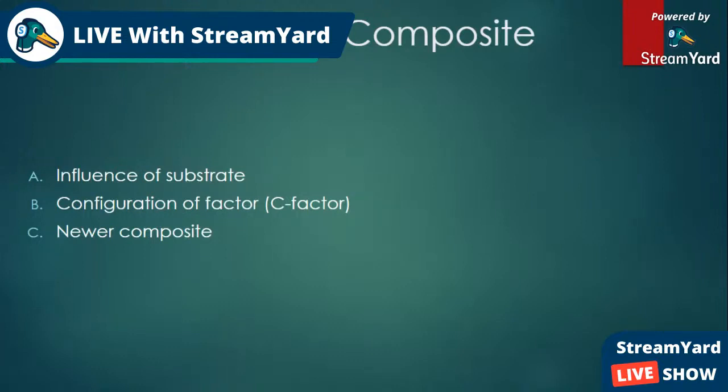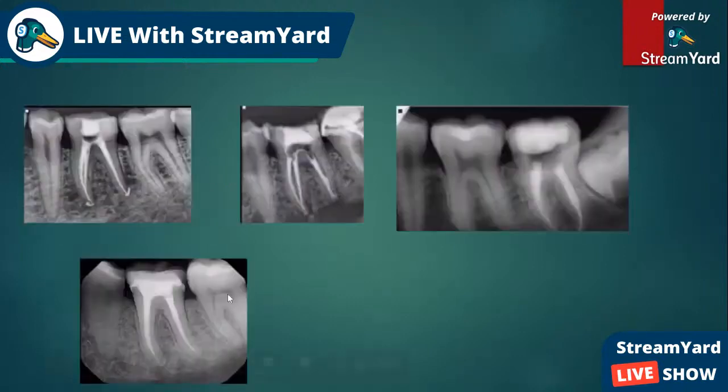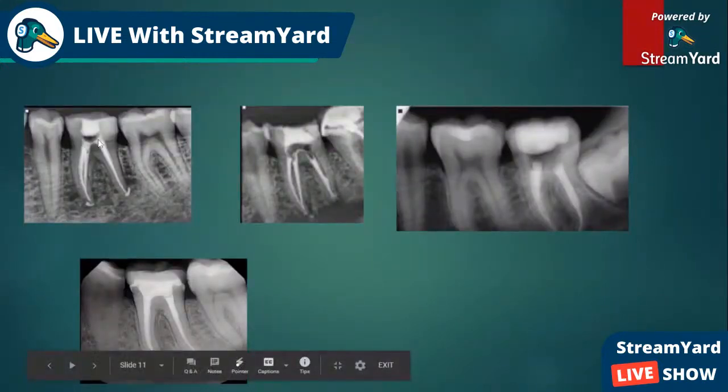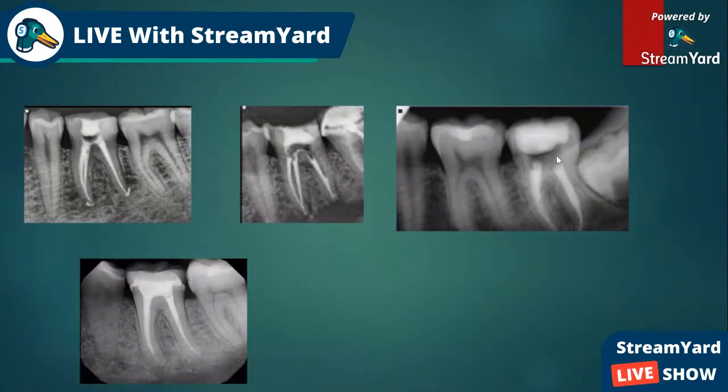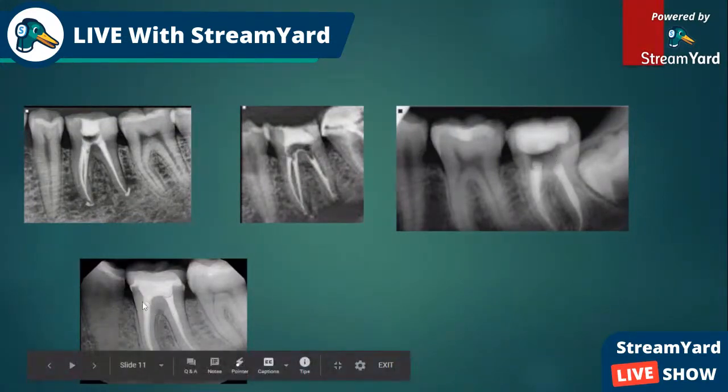And the third thing is that you can use a resin modified glass ionomer cement as a base, or you can use a flowable composite, to avoid microleakage in the root canal system. As you can see in this picture, this is the result of polymerization shrinkage. And in this picture, they have used either flowable composite or resin modified glass ionomer cement to reduce the effect of polymerization shrinkage.